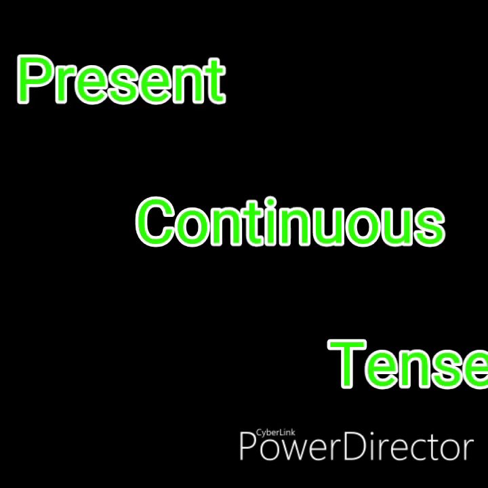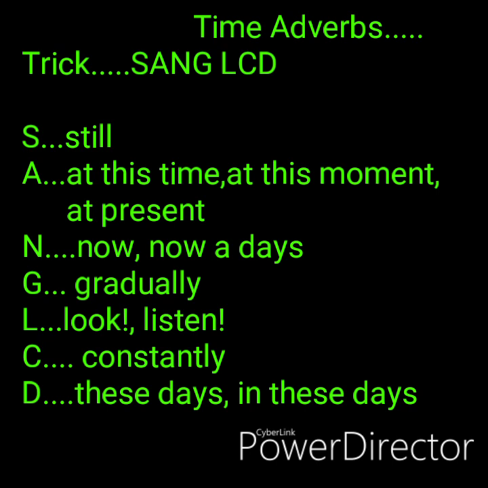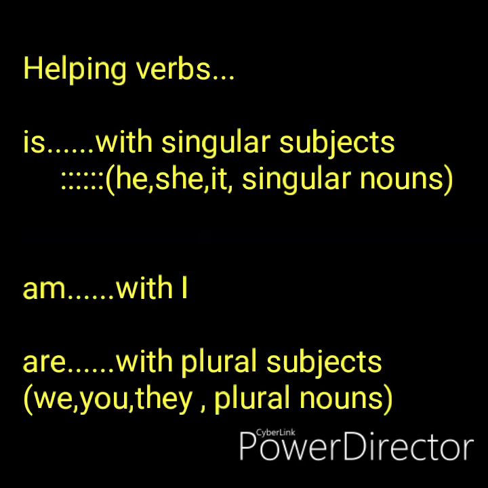Next tense is present continuous tense. Time adverbs. The trick is saying LCD. As for still, A for at this time, at this moment, at present, N for now and nowadays, G for gradually, L for look, listen, C for constantly, D for these days and in these days. So D refers to days.